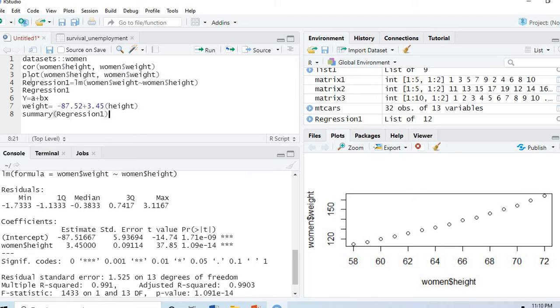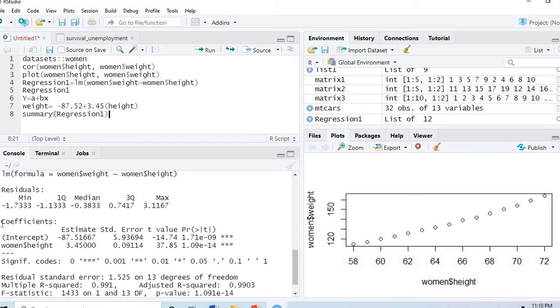Because once we run regression 1, this is our model, regression 1, R predicts all the specifications of the 15 women. Because this is based on the prediction, there is always a chance of a difference between the observed value and the predicted value. So this difference is called residual.